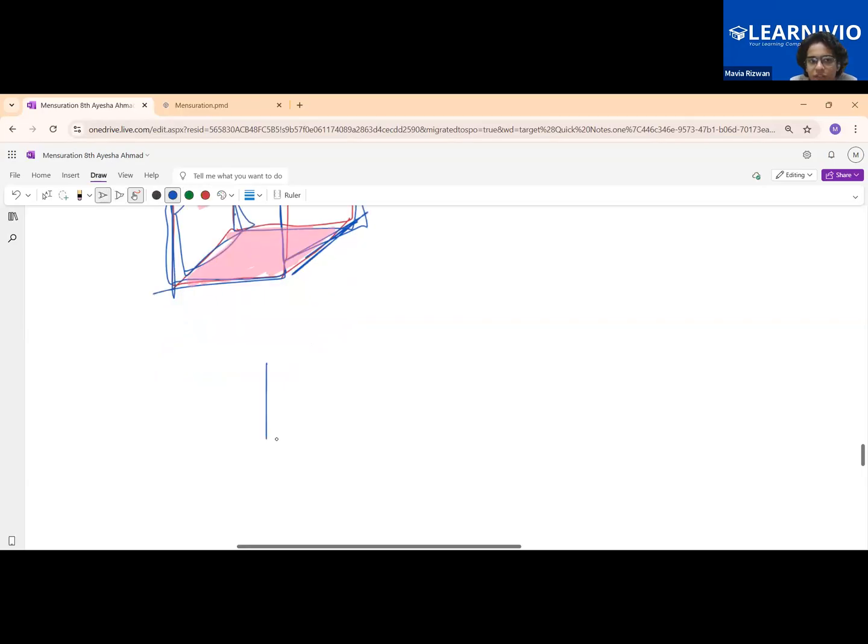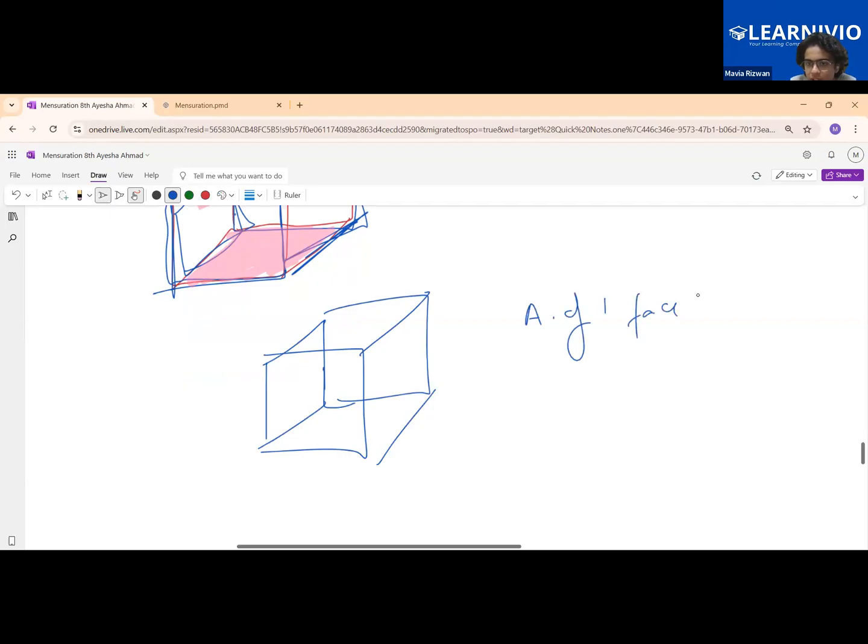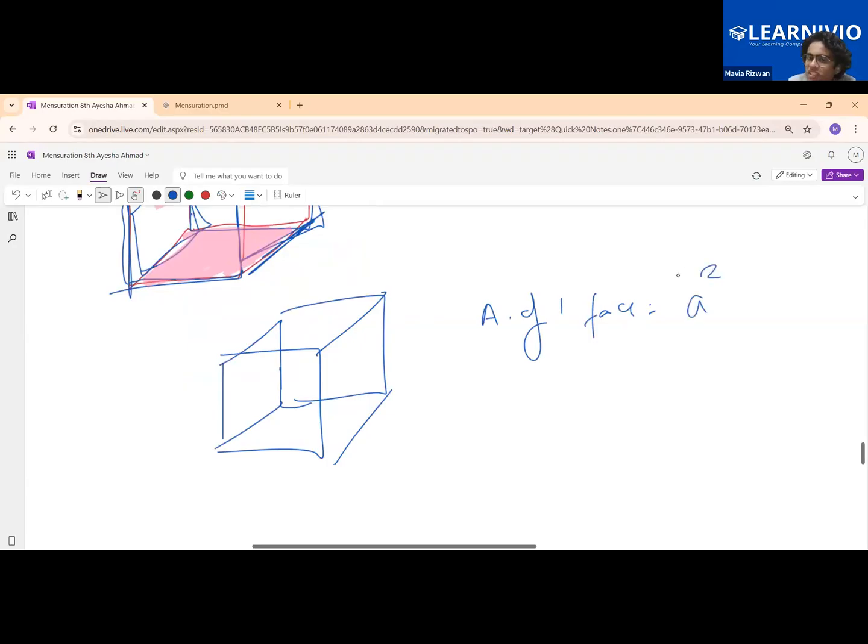Dekho, area of one face is a square. Area of one face is a square. So what would be the area of four faces? चार face का कितना area होगा? 4a square. Now get it? Yes. Four faces, that is just lateral.